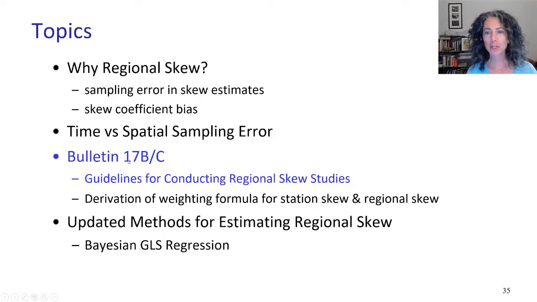In our list of topics, we're on the Bulletin 17B and C guidelines for regional skew studies. Actually, in Bulletin 17C, we're not really recommended to do regional studies ourselves anymore. We're intending to wait for the USGS to perform more sophisticated studies throughout the United States. But in Bulletin 17B, there were recommendations for how to do a skew study, and I think it's worthwhile to see those methods to understand how the process is done. And there are times that we still need to do a skew study ourselves.